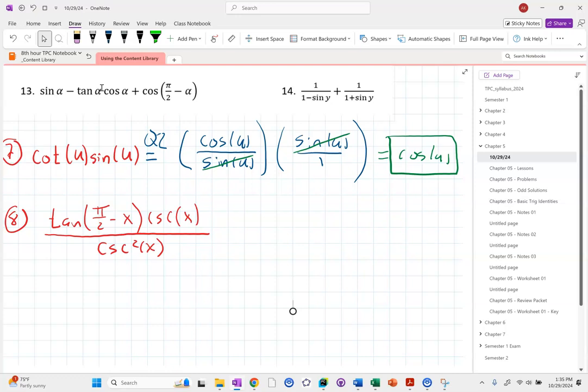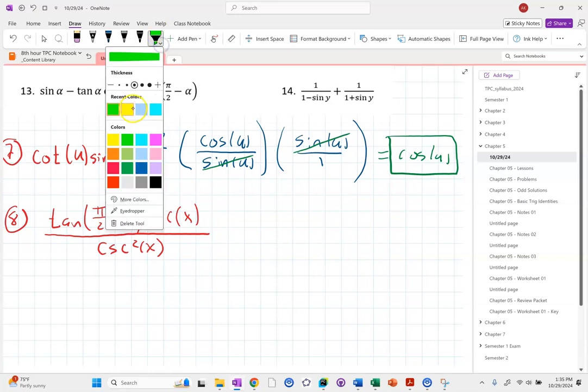So our next problem is number 8. That's tan of pi over 2 minus x times cosecant x, all over cosecant squared x. Jamie, you are my next random poll. Algebra or identity? Would it be identity? Okay, what identity would you like to use? Would you do cofunction? Great.